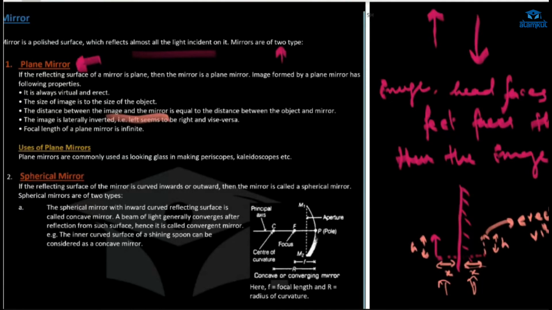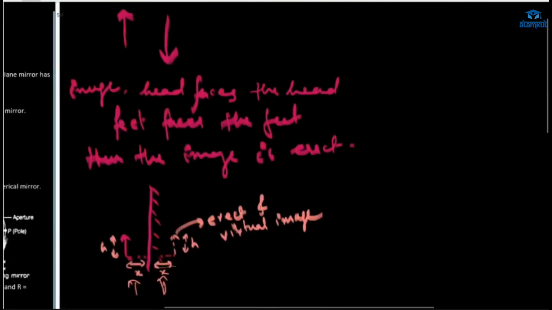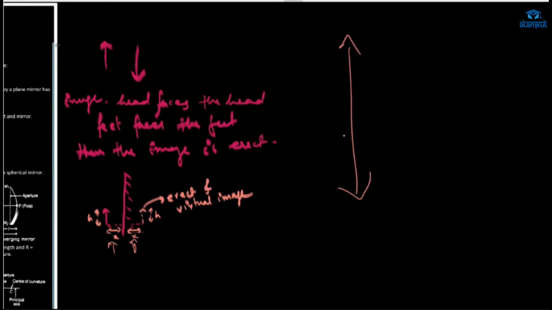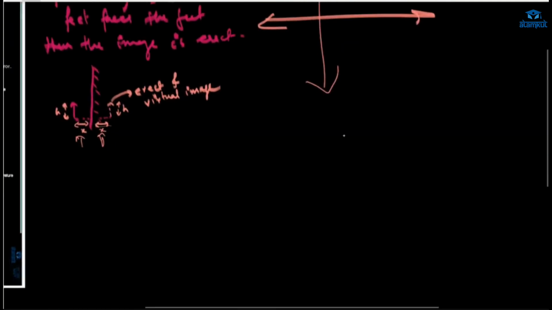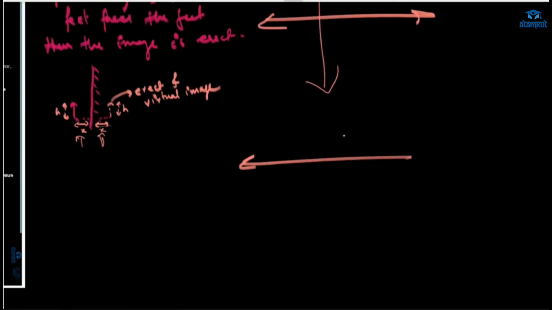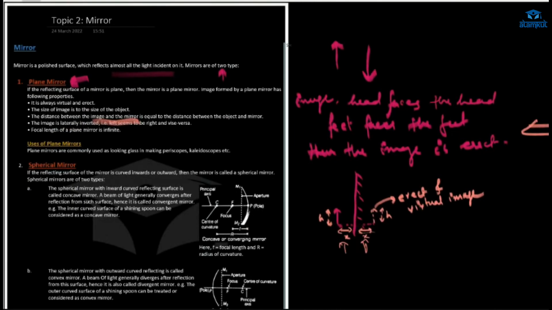Laterally means not in the y direction, but only in the x direction, right? Only minus x is becoming plus x, and plus x is becoming minus x. So it's getting laterally inverted. The image is laterally inverted, left seems to be right, and vice versa.